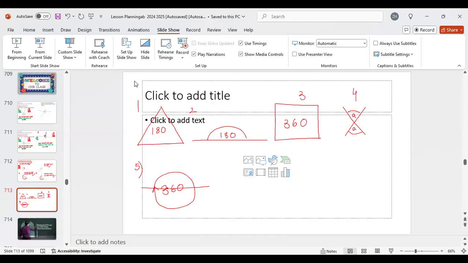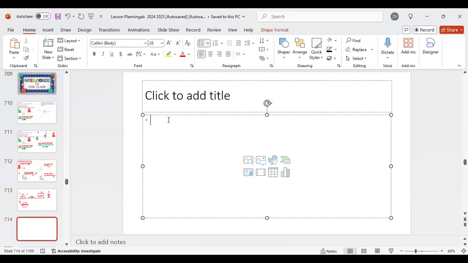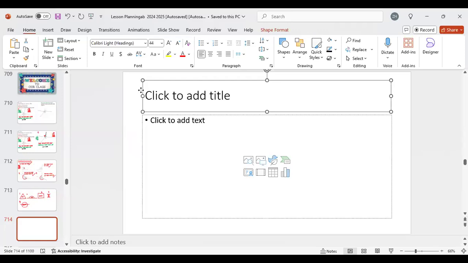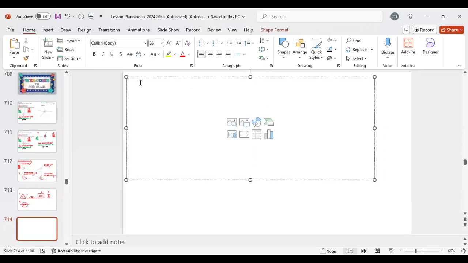Now what we're going to learn about is when we have alternate angles. So you can call this geometry rule number 6. Please write this down. You're going to need to write this down. Geometry rule number 6: alternate angles.